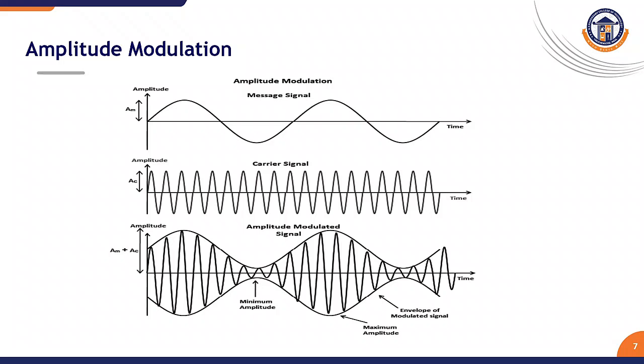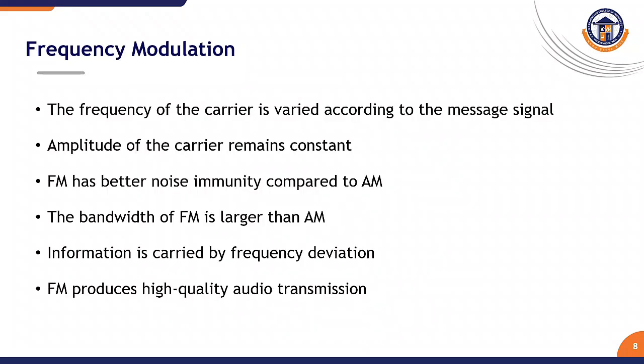So next is the frequency modulation technique. In frequency modulation, the frequency of the carrier wave is varied in accordance with the amplitude of the message signal. Here the amplitude of the carrier remains constant. Since noise primarily affects amplitude rather than frequency, as I already told, FM systems provide much better noise immunity when compared to AM systems.